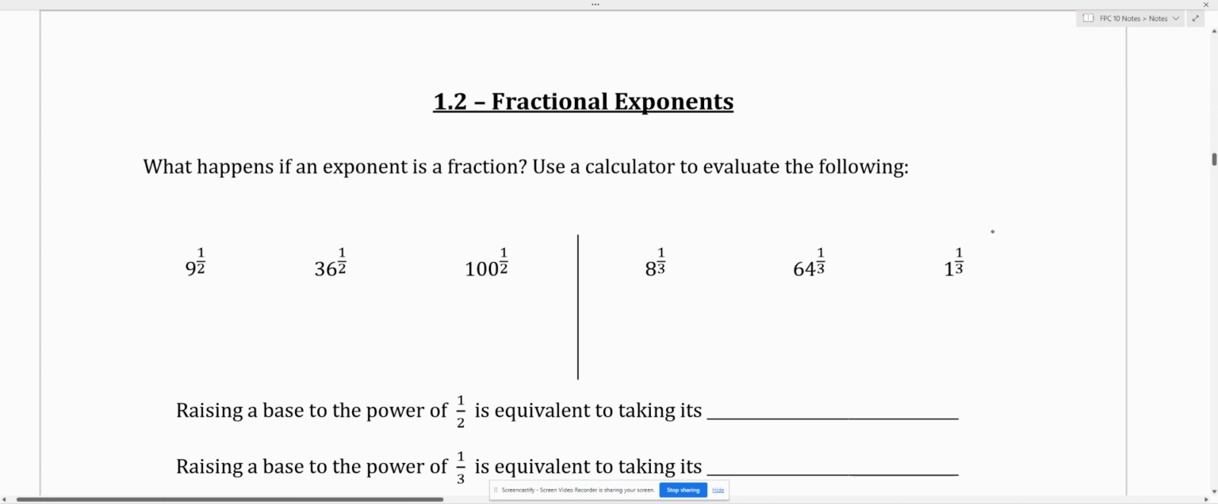So we're just going to do a little bit of experimenting, and I'll be a human calculator for you right now. We're going to see what some of these equal if I put these into a calculator, like 9 to a half and 36 to 1/2. And we're going to see if we can see any patterns.